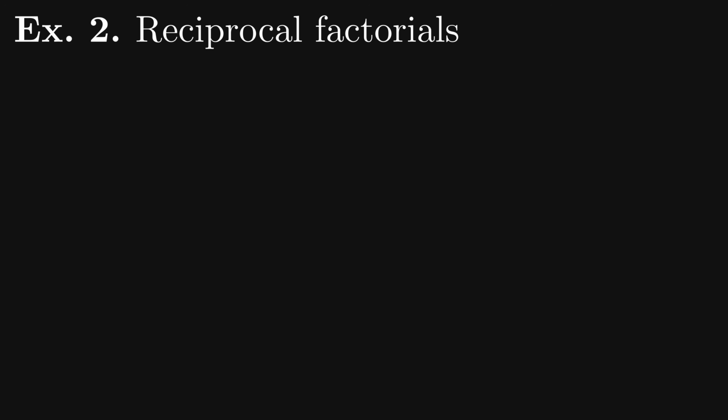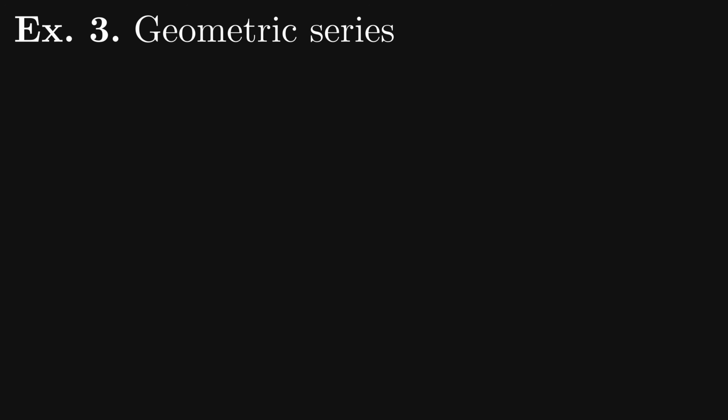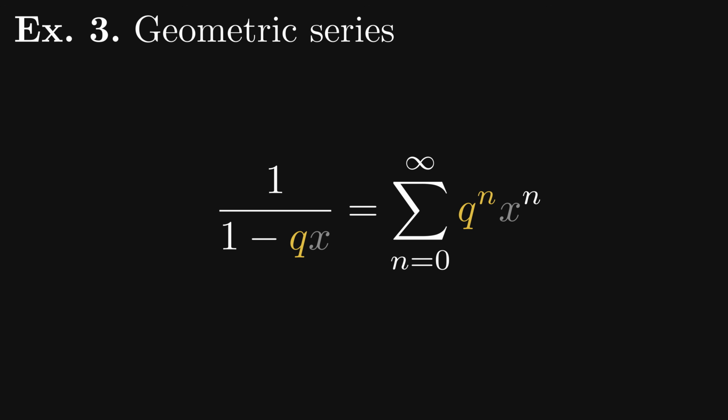Another example, 1 over n factorial, whose generating function is our good old friend, the exponential function. One more example, the most important one for our purposes, the geometric series. If we take q to the n, multiply it by x to the n, and sum over n, we obtain the rational function 1 over 1 minus q times x. q is called the quotient of the series. Yes, I know, convergence and whatever, but let's suspend our mathematical precision and go rock and roll with generating functions.